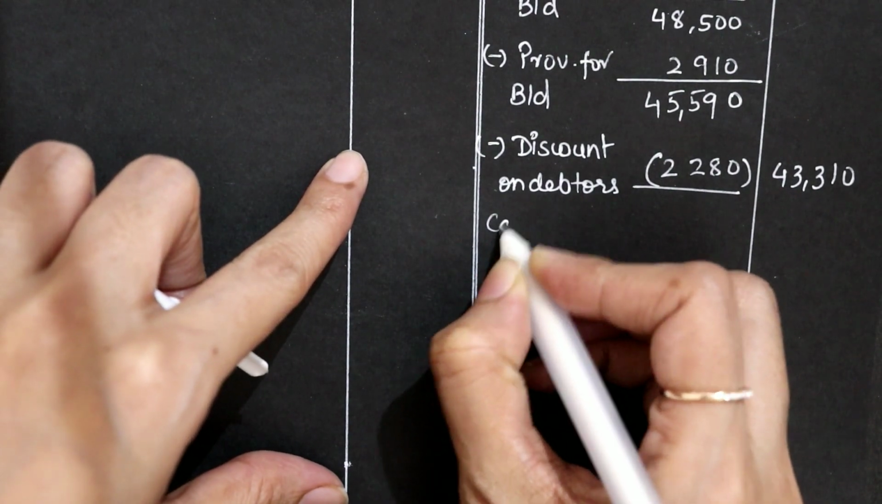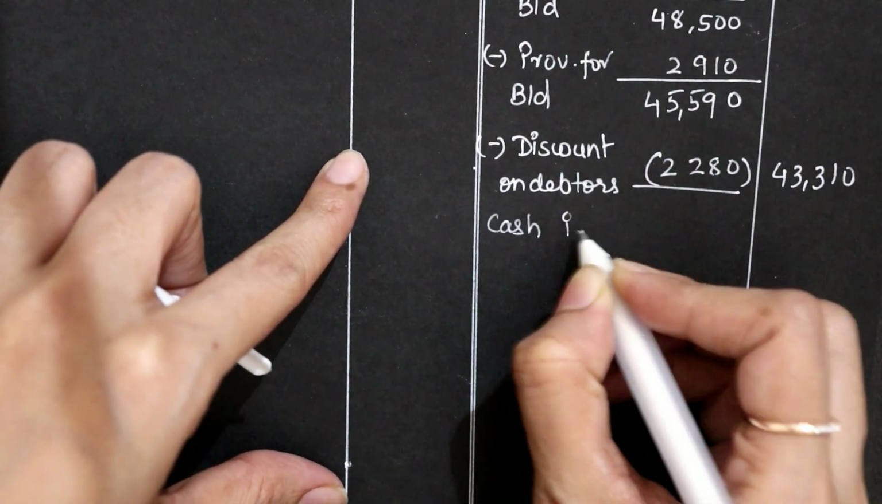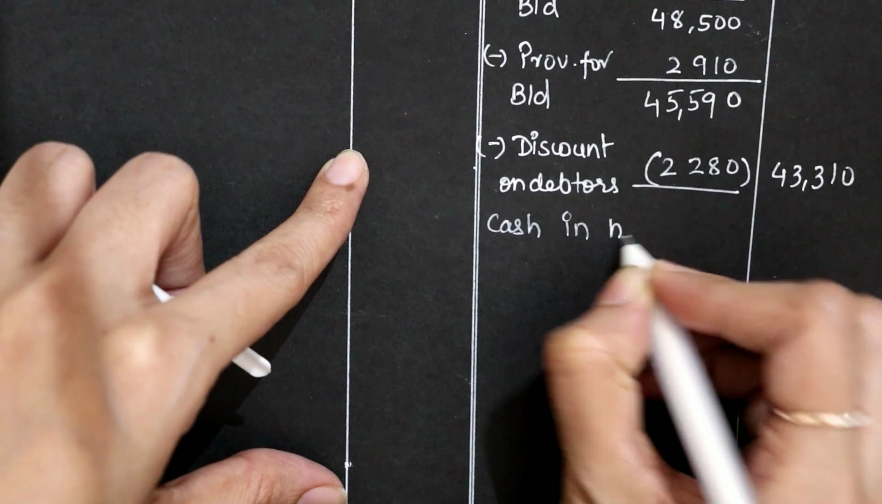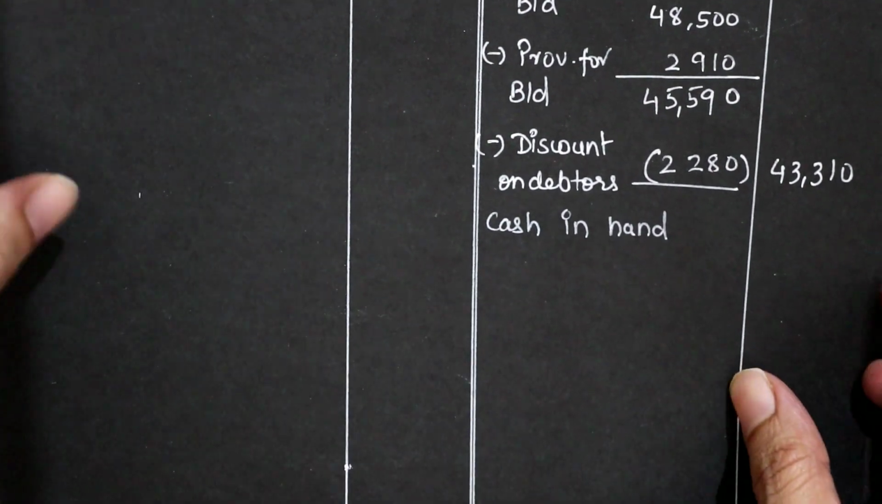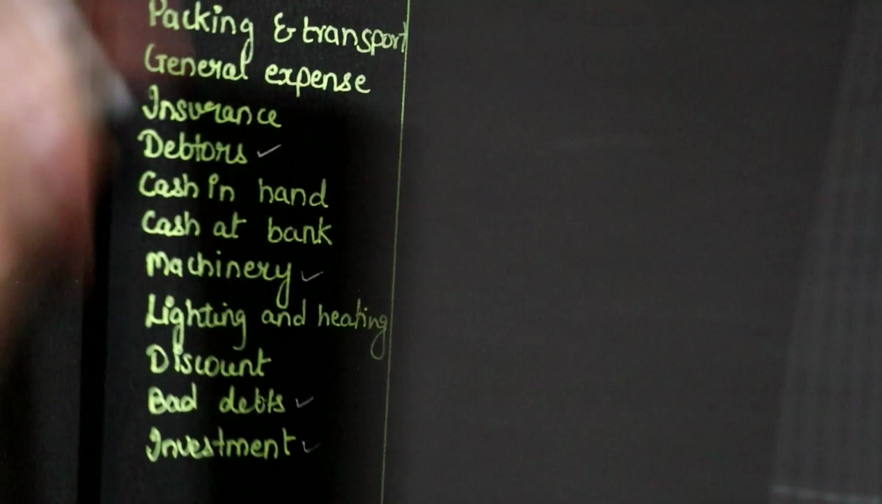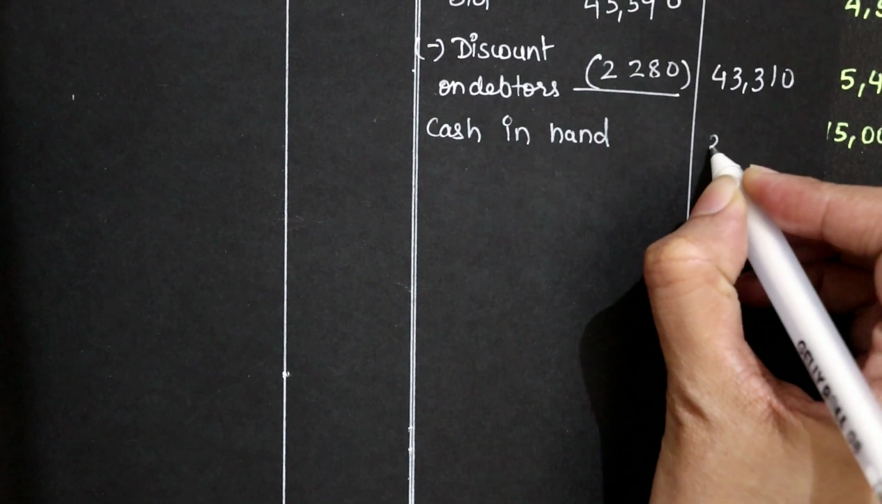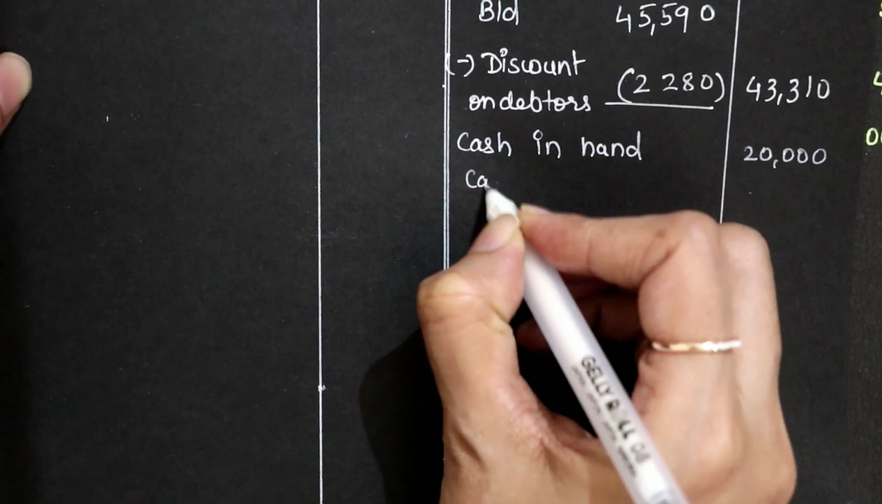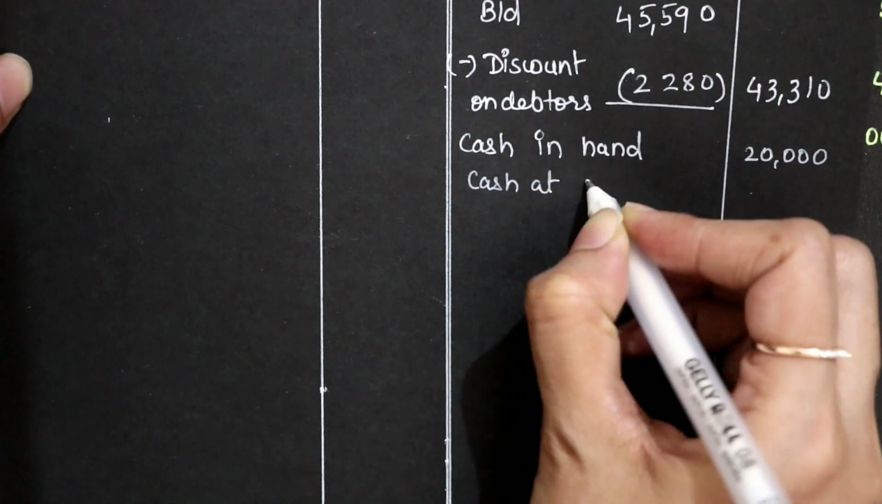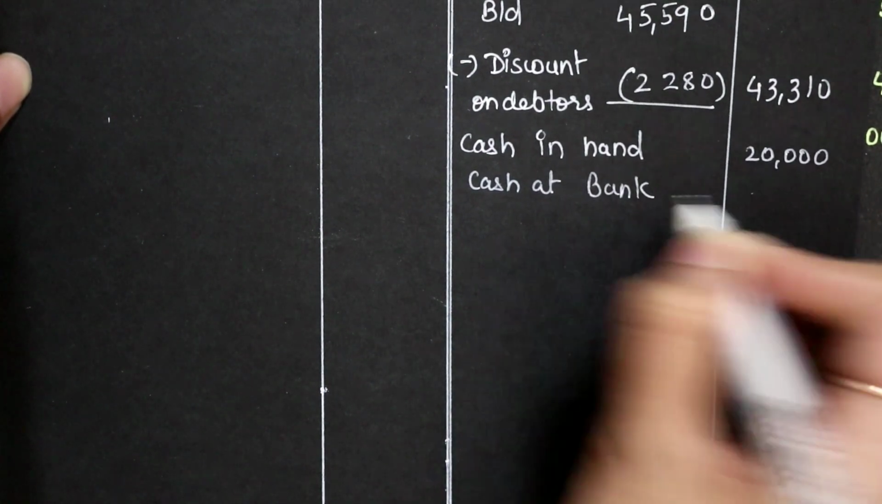Cash in hand is 20,000 and cash at bank is 40,000. Cash at bank 40,000.